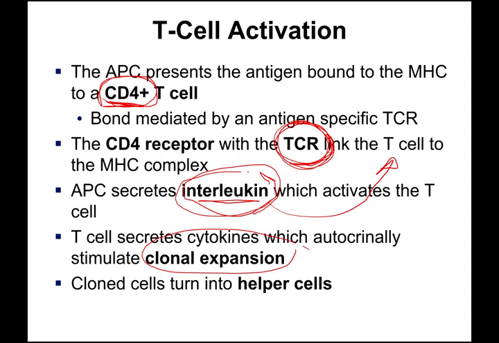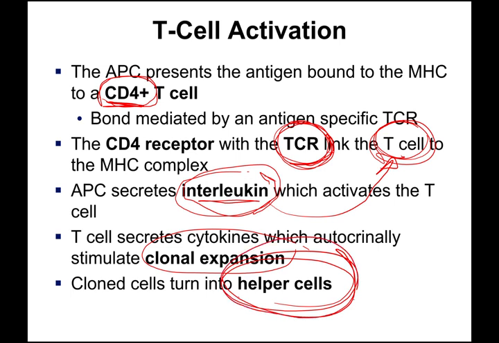By doing that, you end up having thousands, if not millions, of T cells that have the receptor specific for that antigen, and they start being produced. These cells are referred to as helper cells, and these are cells that do not act directly, but what they do is they stimulate the B cells.